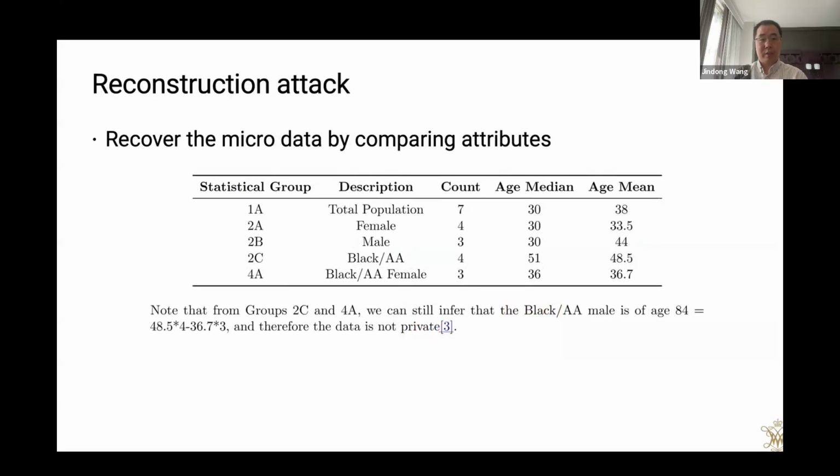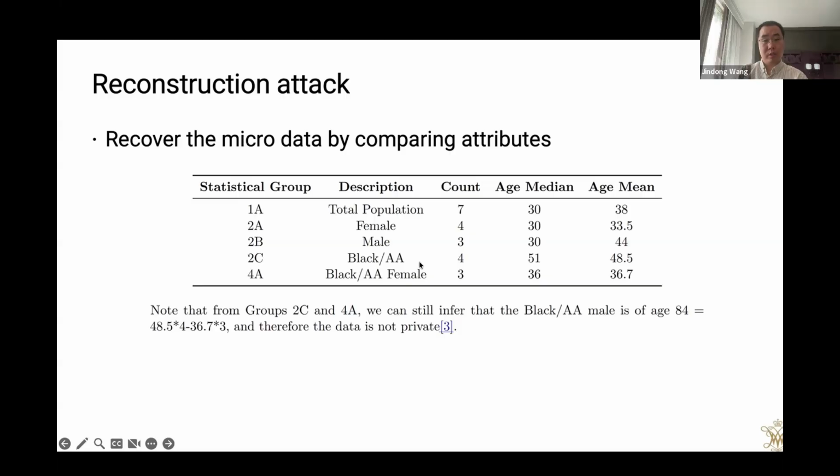And reconstruction attacks are something about math. You can actually recover the microdata by comparing attributes. So imagine you're given this table. The first row is the group number 1A, 2A, 2B, 2C, and 4A. Then description, the count, and age median and age mean. So I'm asking you a question: can you infer the age of the black AA male? You see this black AA, and this is a black AA female. So my question is, can you infer the black AA male?